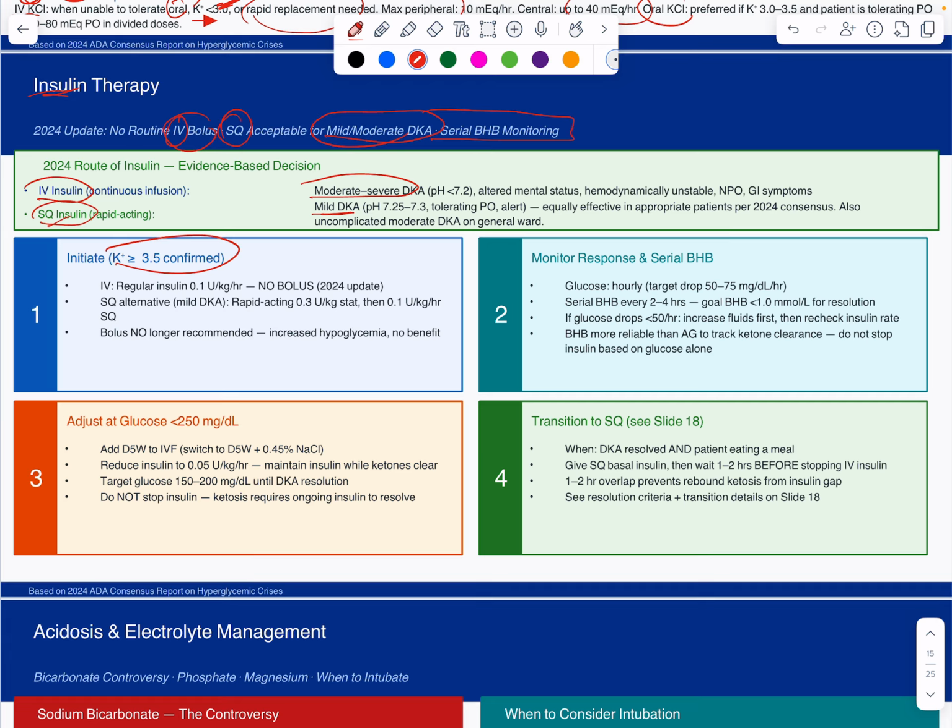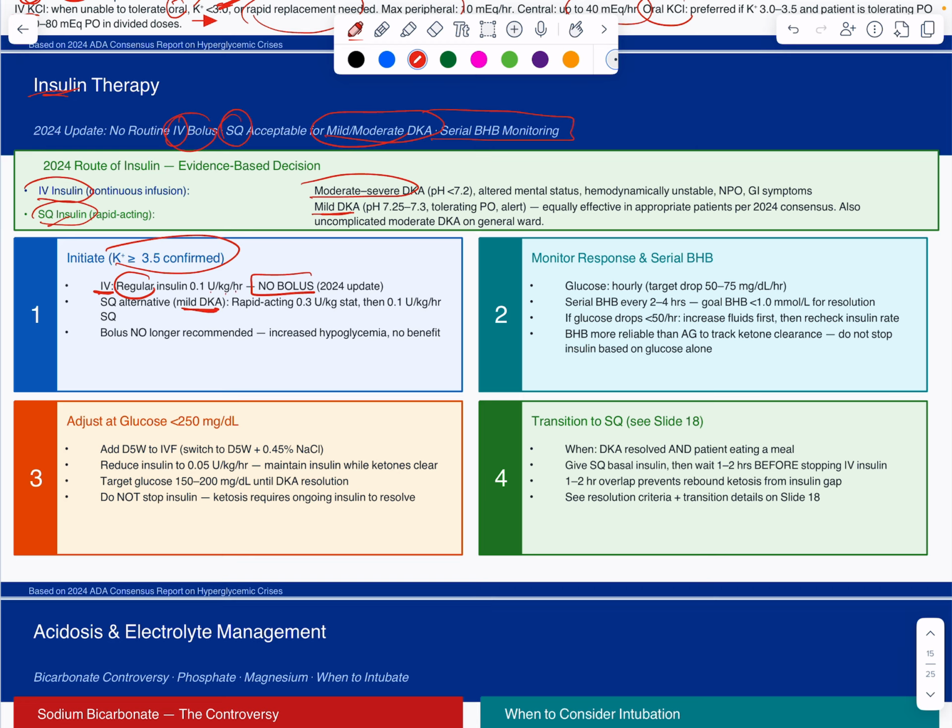So how much insulin? If we are giving IV insulin, we will use regular insulin and it will be maintenance, so there is no bolus. How much exactly to give? It will be 0.1 units per kilogram per hour.